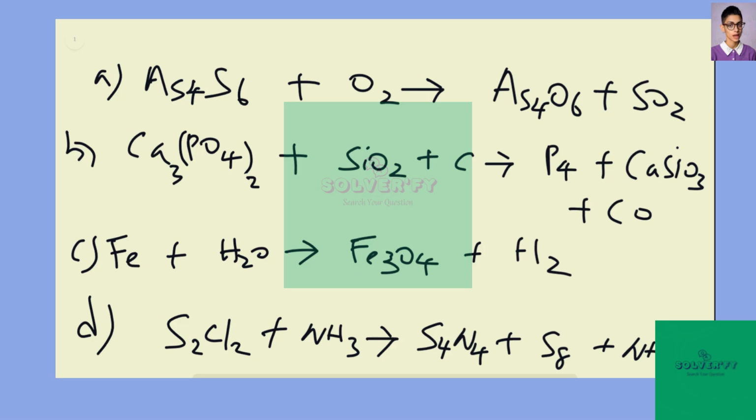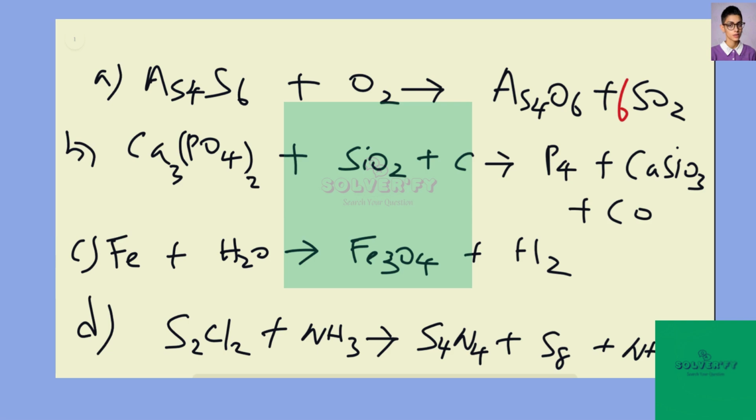And then we can move on to balance sulfur. On the left we have 6, and on the right we have 1 sulfur in SO2. So we have to put a 6 in front of SO2 to balance the sulfur. Okay, so we have the As and the sulfur balanced.